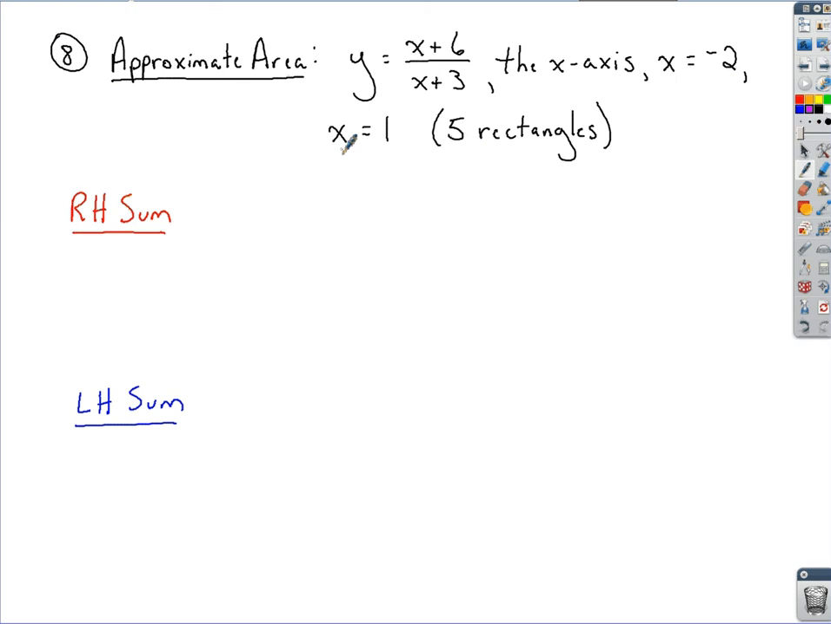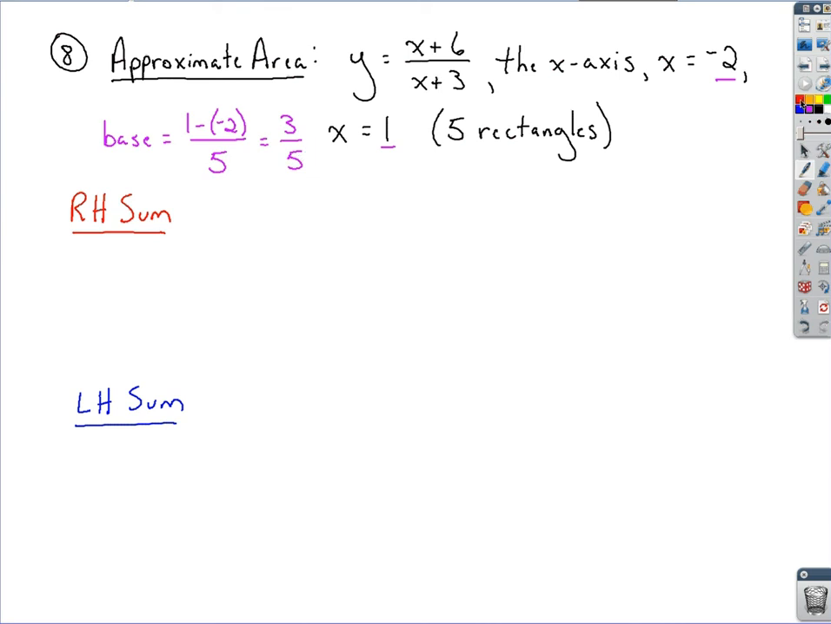And no matter what approach we use, whether it's right-hand sum or left-hand sum, we're going to start by finding the base. The way we find the base for all of our rectangles is we take where the interval ends and subtract where the interval begins. So it would be 1 minus -2, and we divide by the number of rectangles, so divide by 5. Our base here is going to be 3/5, or if we want to use a decimal, to be exact here, 0.6.